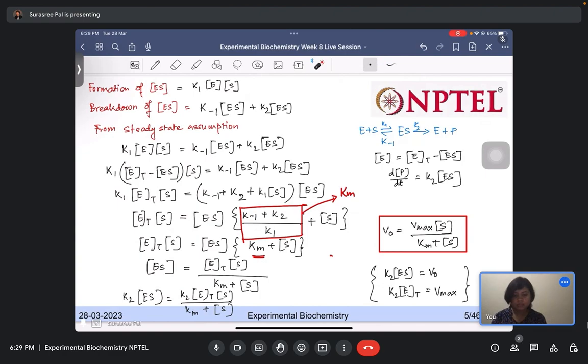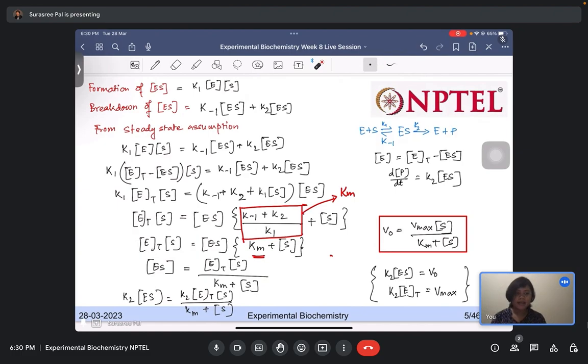and we take this ET into S and divide by Km plus S, so we get ES equal to ET into S divided by Km plus S. So the enzyme substrate complex equals the total enzyme concentration into the substrate concentration divided by the Michaelis Menten constant plus the substrate concentration.